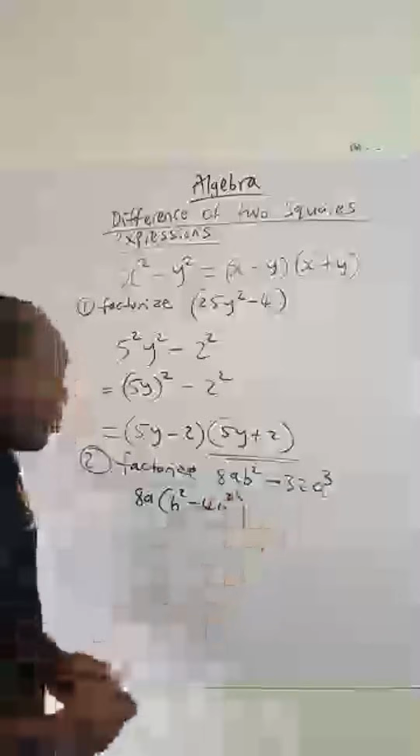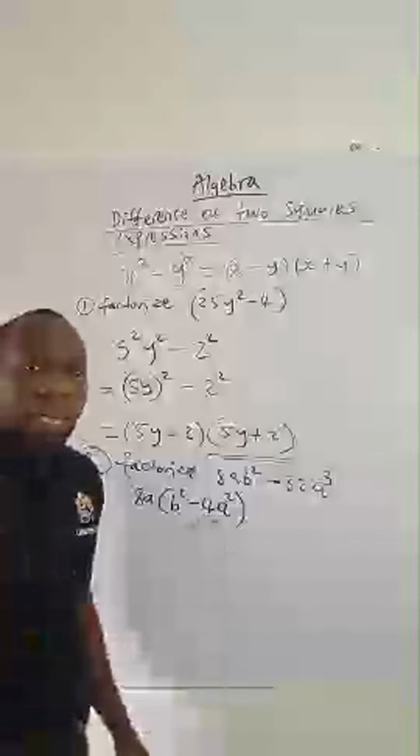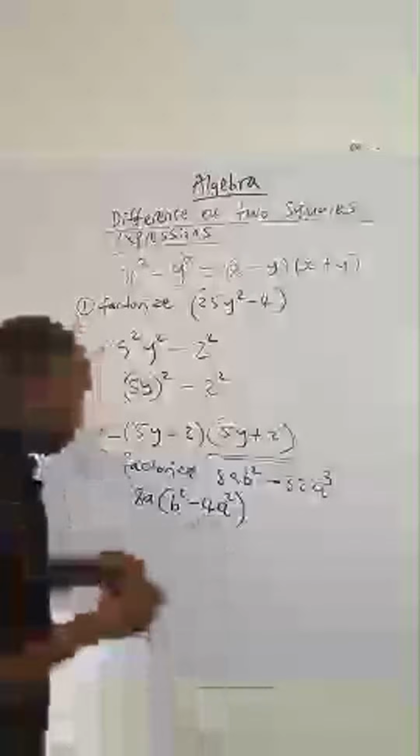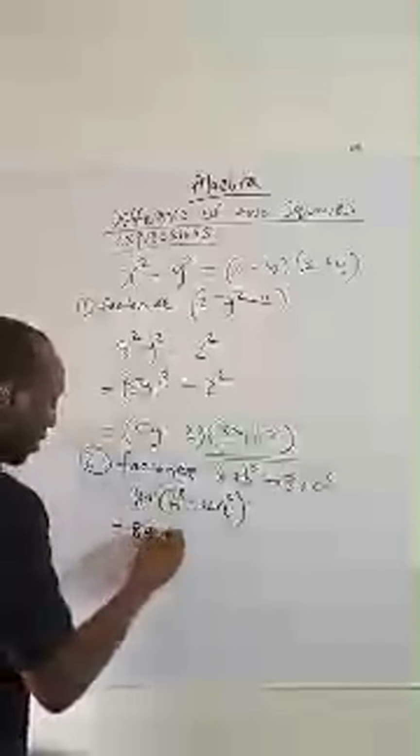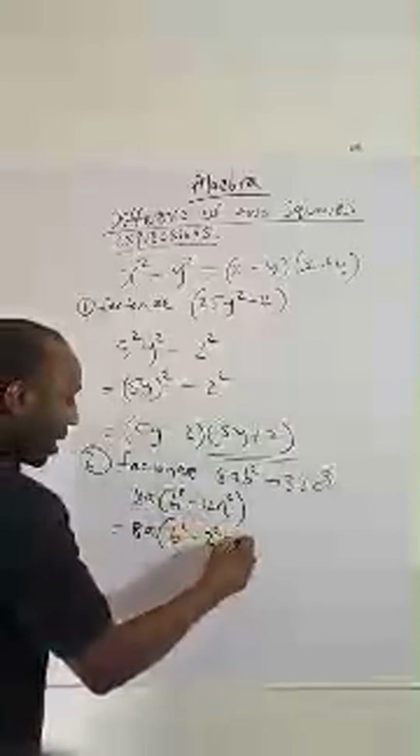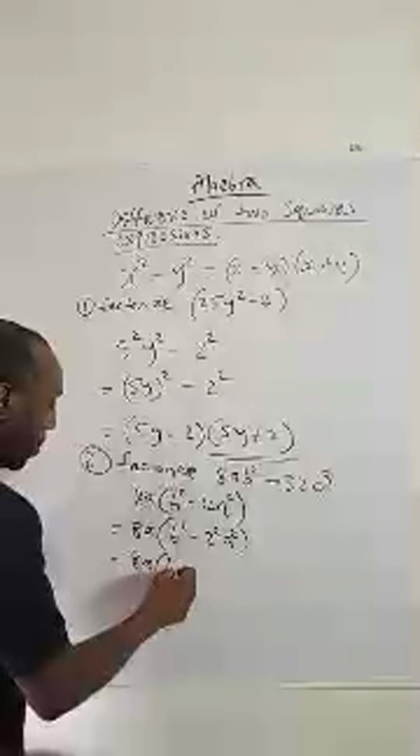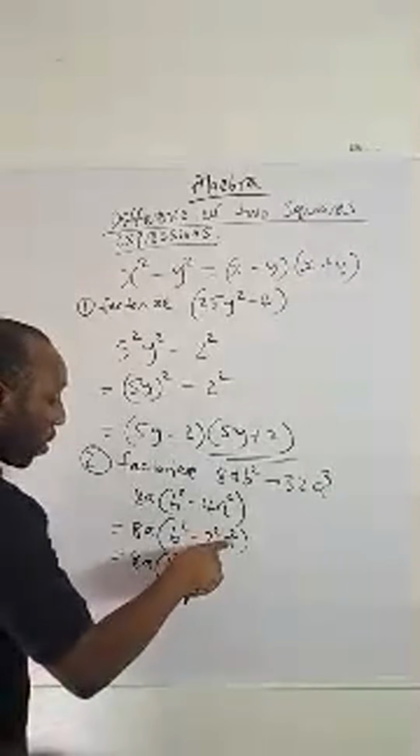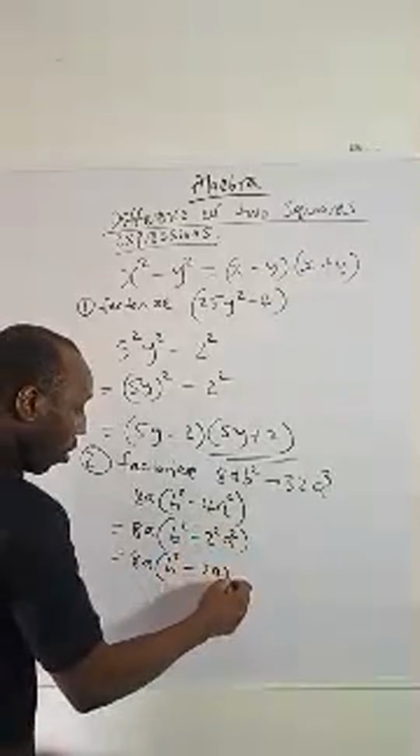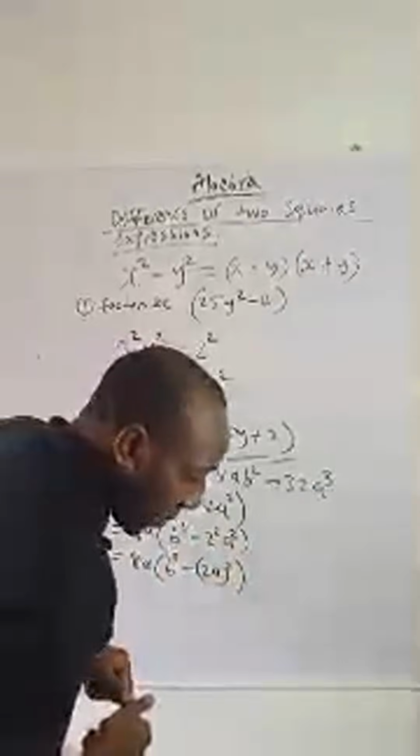Have you seen that? So yes, can we use difference of two squares here? Yes, we can, because 4 can be written as 2 raised to the power of 2. So it's going to be what? 8a bracket b squared minus 4, which will be written as 2 squared, then a squared. And then you have 8a bracket b squared minus 2 squared a squared. We can write it like this, 2a all raised to the power of 2. Are you seeing that? I hope that makes sense.